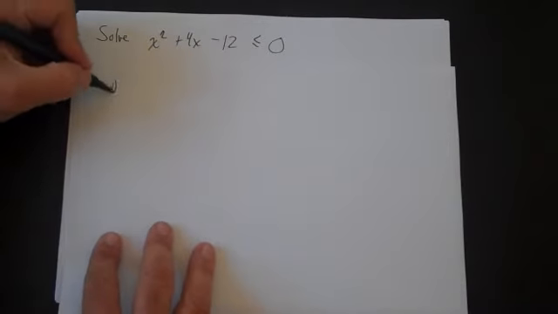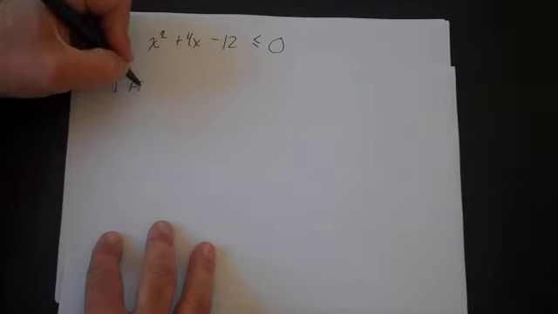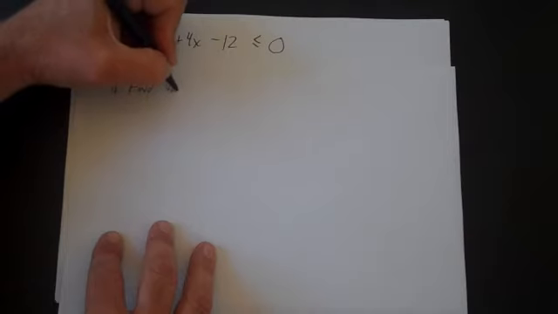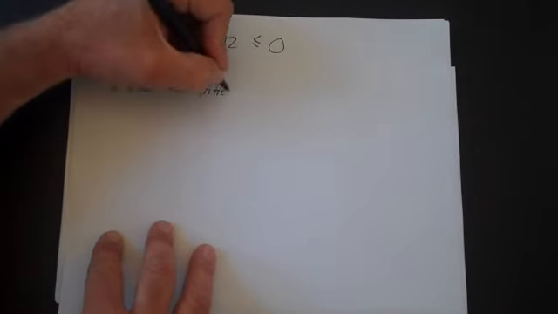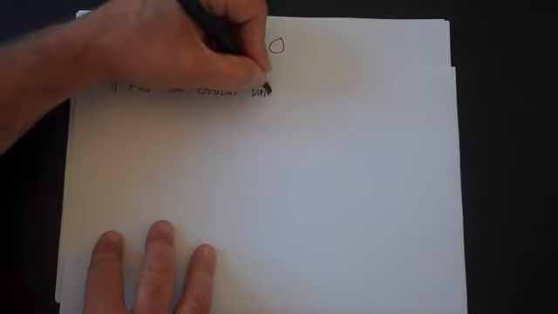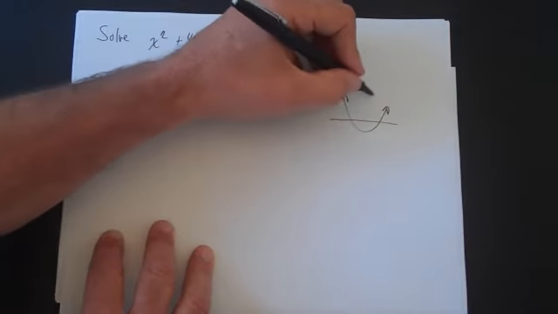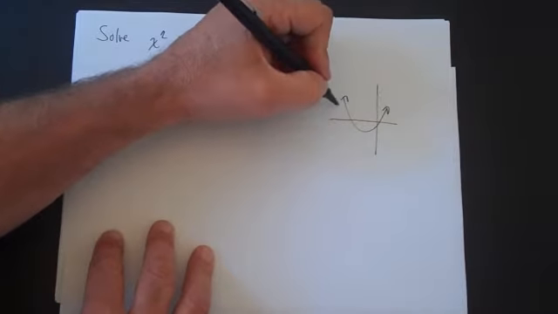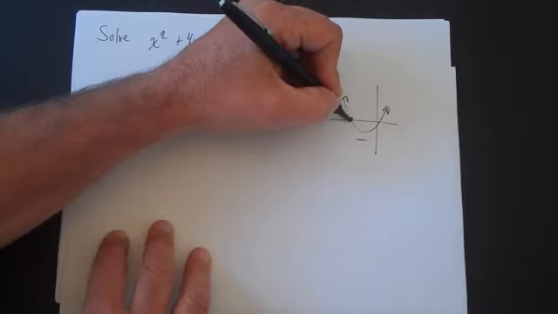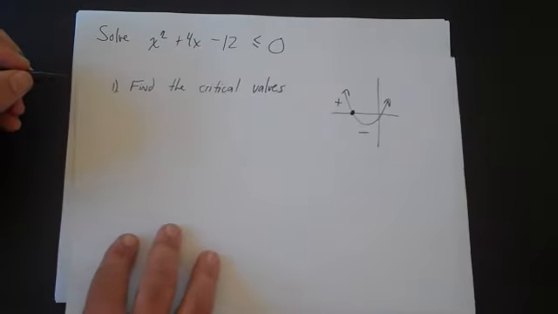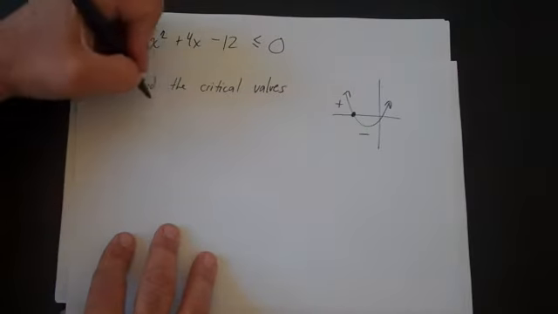So here are the steps. The first step is we're going to find the critical values, which are essentially the x-intercepts. Now let's think about why. If we have a parabola, the only time that it's going to be able to change from positive to negative is when it crosses the x-axis. So that's what we mean by the critical values. We're going to find the x-intercepts.